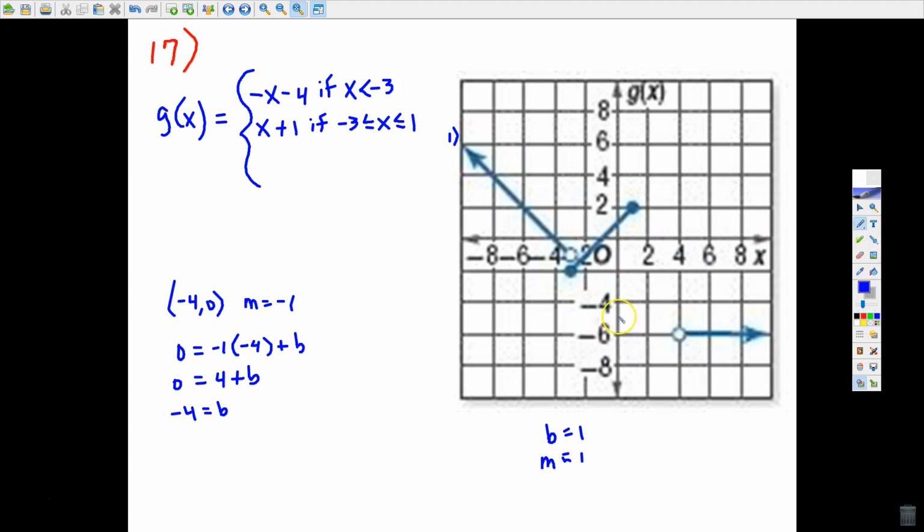These horizontal lines are just, it would be y equals -6, or in this case, g of x is -6. But it's only for certain values of x, as you can see. Any number for x greater than +4. We're not going to include +4. Okay, and that is your answer for number 17.